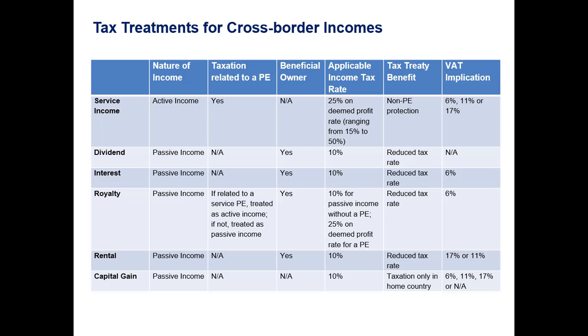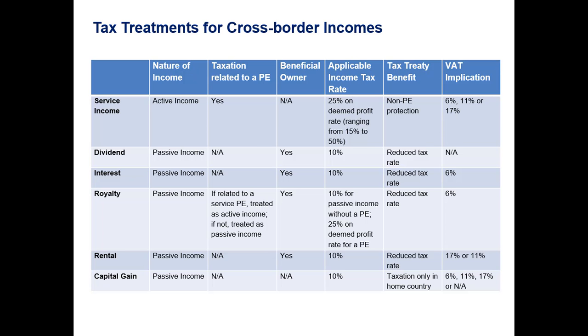Interest income is also passive income and is similar to dividend. One difference is that for dividend there is no VAT, but for interest income there is VAT, 6% on the interest income. Royalty is passive income, but if the royalty is connected with a service PE, the tax treaty and the local tax regulation require that the royalty income be bundled with the PE and treated as active income. If it's not related to a PE in China, it's treated as passive income, and the tax treaty can also offer a reduced tax rate. For rental, it's passive income, and the standard rate is also 10%. The tax treaty benefit can offer a reduced tax rate.